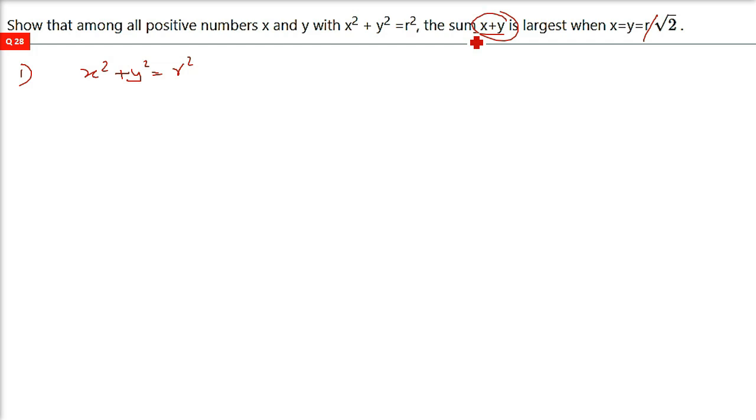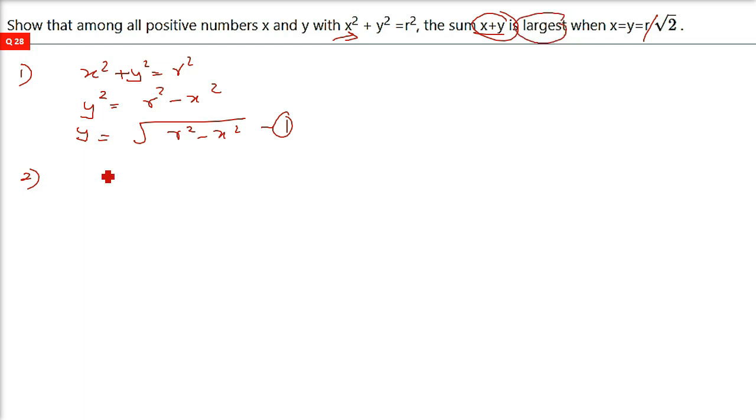So we'll work with x plus y, because this is the expression which has to be shown as largest. But using the first equation, which is x square plus y square equals r square, from here you will get y square equals r square minus x square. So you can get y equals under root r square minus x square. This is the first equation you got. Second thing is this x plus y. Now you need to actually express that it is largest. But this is x plus y, you cannot write just like that. You have to equate it with some variable. Capital Z we have taken as the variable here.